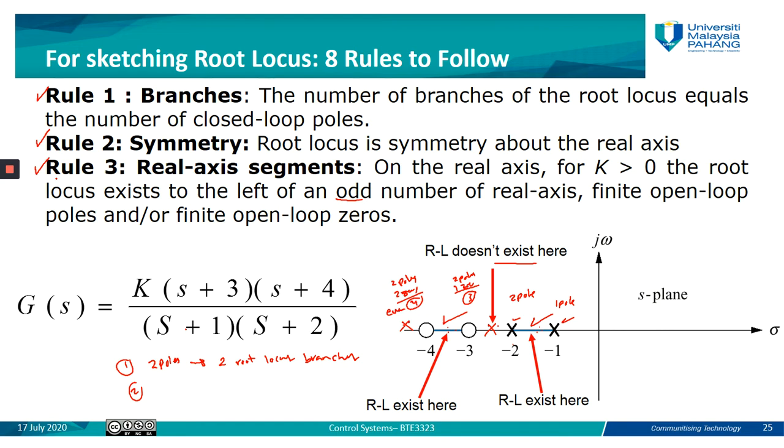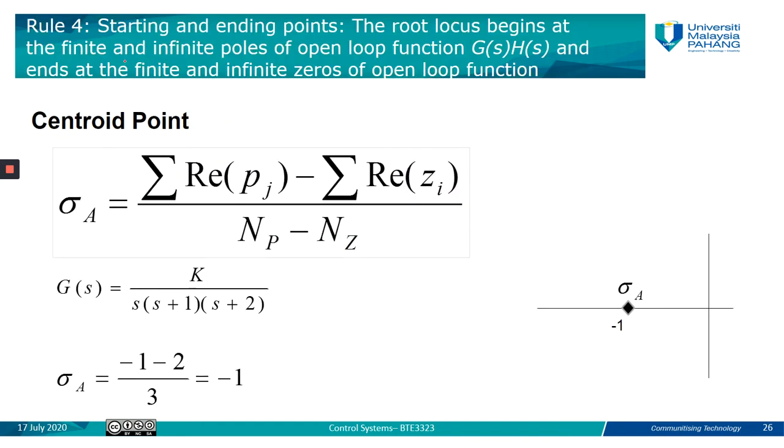The fourth rule here is about the starting and ending points for the root locus. Okay, if I say the root locus starts at this pole, it must end at that zero. Usually the root locus starts at poles and ends at zeros.